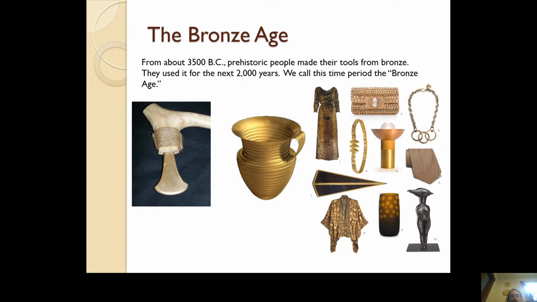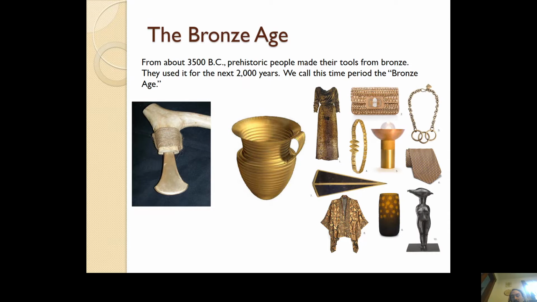So 3,500 years before Christ, which would be 5,000 years ago, 5,521 years ago, what am I talking about? Prehistoric people made their tools from bronze. They used it for the next 2,000 years. So the Bronze Age lasted for 2,000 years. Basically, from here to BC days was how long people were just using bronze.